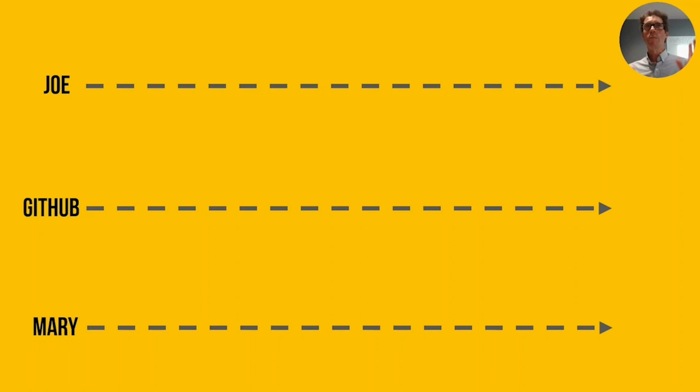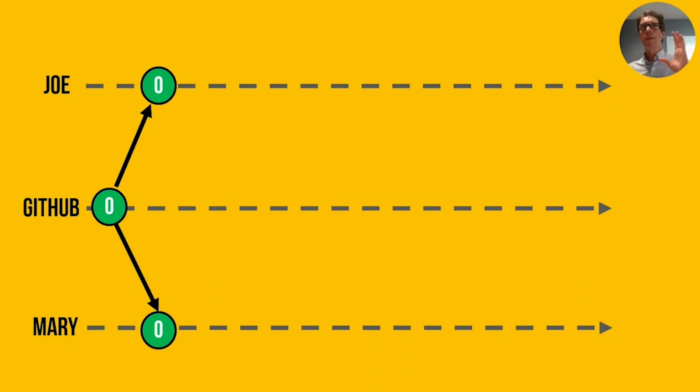Okay, let's just recap what we saw in that demo. First of all, our team members, Joe and Mary, set up their remote repo. And I've got a 0 there because they've done no work. There are 0 commits at this point in the timeline. Joe and Mary then both cloned that repo to their local laptops.